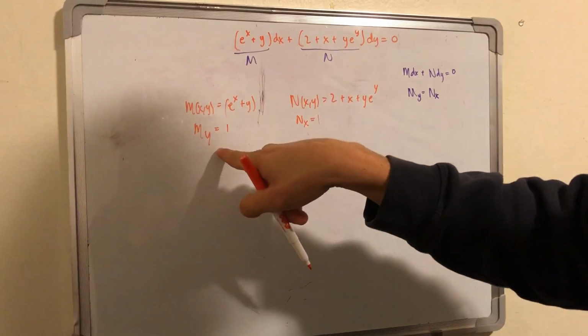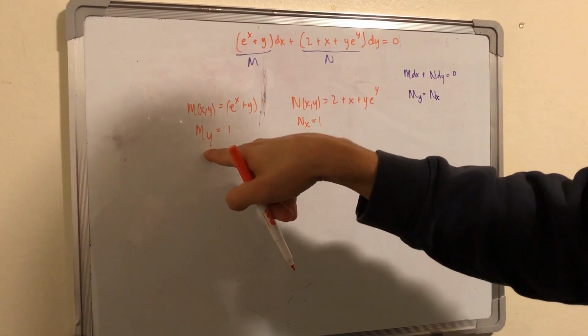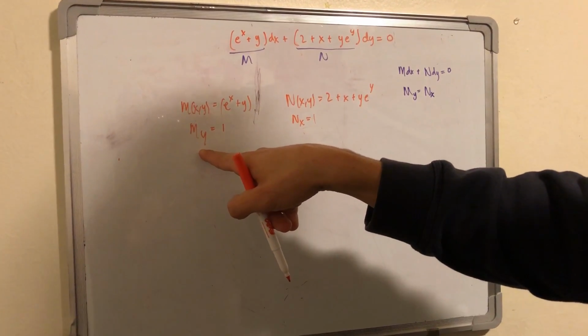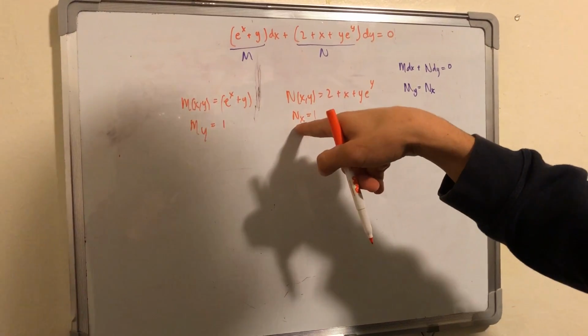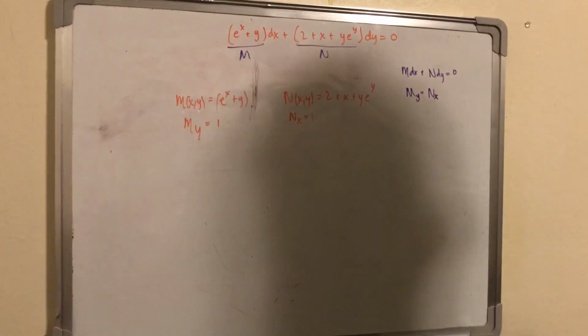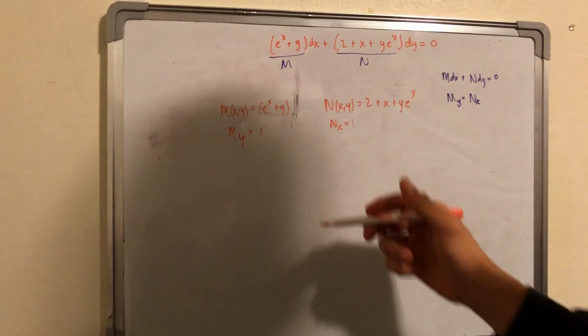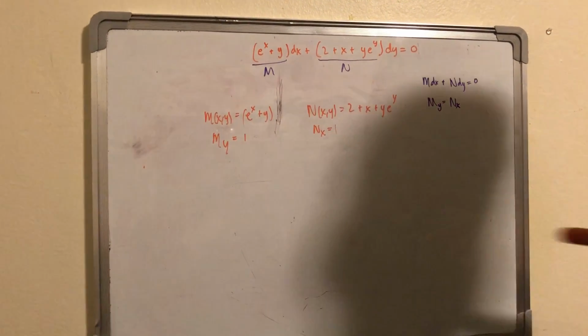This right here does not actually involve any x's, so it just becomes a constant. So right here we see that the partial derivative of the function M with respect to y is equal to the partial derivative of the function N with respect to x. So we can go ahead and do the exact process.